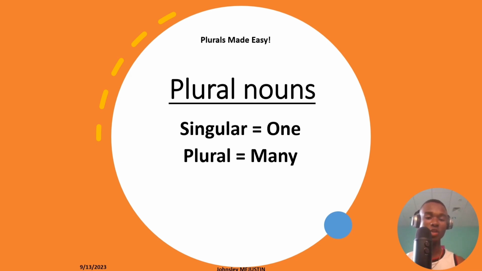As you can see on my screen right here, we have singular, that's one. We have plural, that's many. So plural means if you have more than one thing, then that's plural. For example, if I have one dog, if I have more than one dog, we will say dogs. More than one cat will be cats. If I have more than one pen, then it's pens.